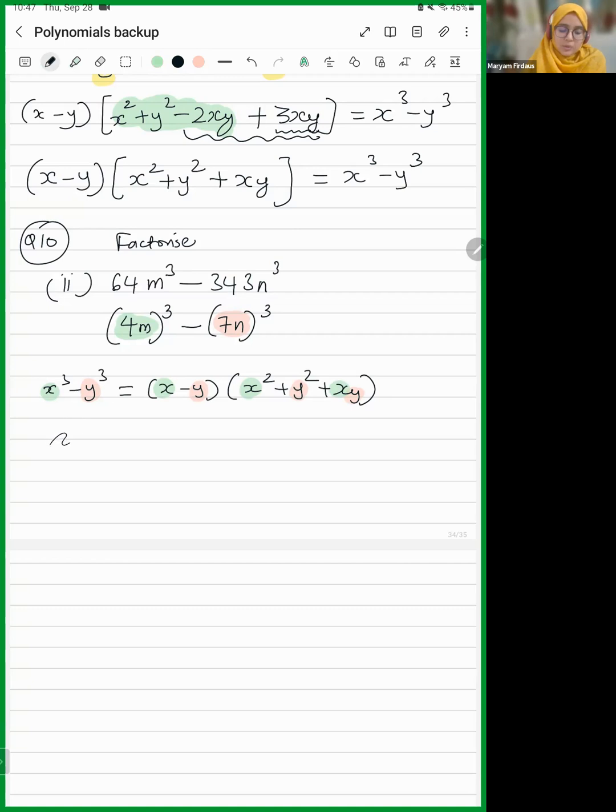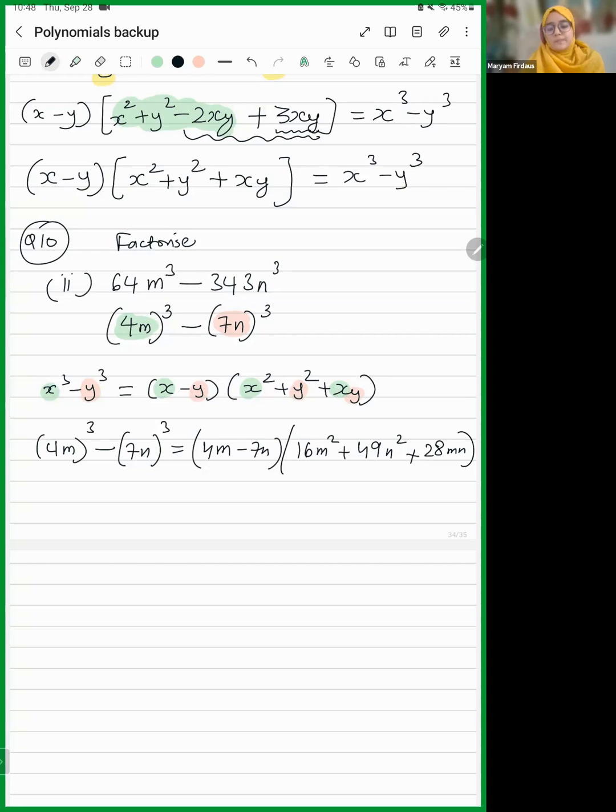So x is 4m whole cube minus 7n whole cube is equal to 4m minus 7n into 4m whole square, which is 16m square plus 7 sevens are 49n square plus 7 fours are 28mn. Okay. We have not done anything different. We have just put the value of x and substituted the values. X is 4m, y is 7n.